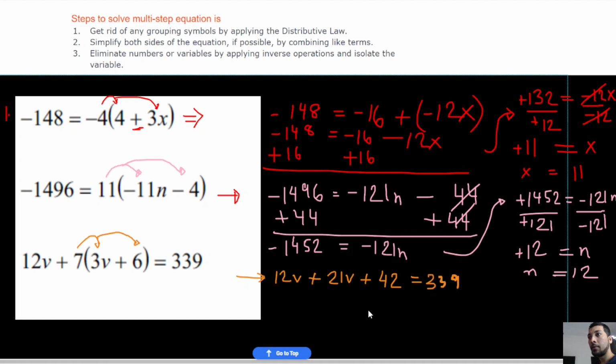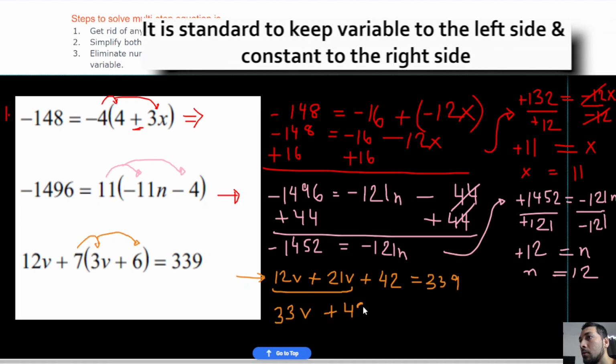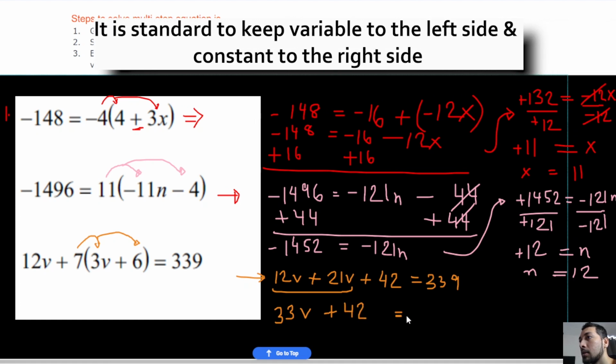Now we need to see if we can combine any like terms on the same side. Here we can see that we have 12v and 21v, so we can add them together. We just add their coefficients. In this case, 12 plus 21, that is 33v, plus 42 equals 339.